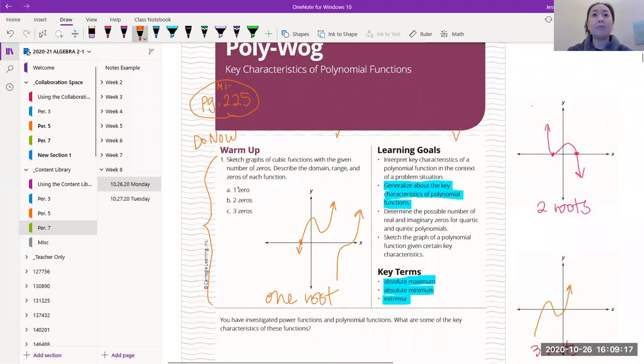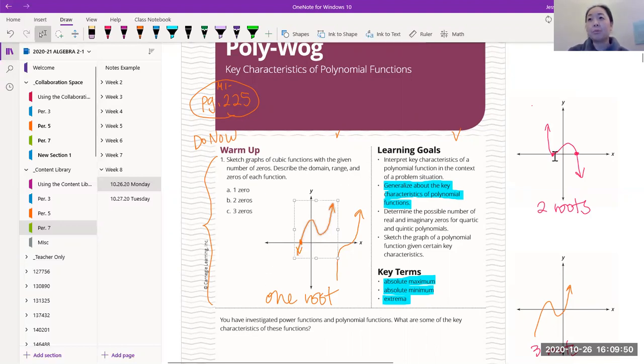All right, for the do now, remember it was just to sketch cubics, one with 1 zero, 2 zeros, 3 zeros. We found one with 1 zero looked like this, where it just crosses one time. Or it could look something like this, where there's just that inflection point right there, and it crosses at one time. These ones could be lower or higher, it could be down like this, or up like this. Either way, it does not matter, as long as it's crossing the x-axis only once.